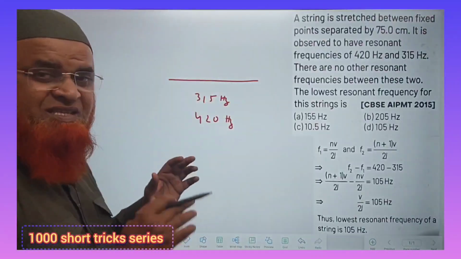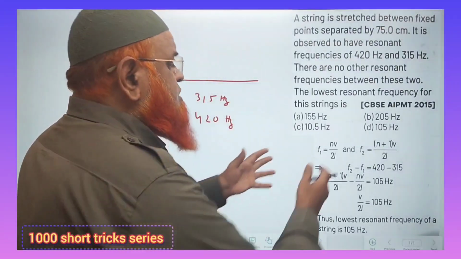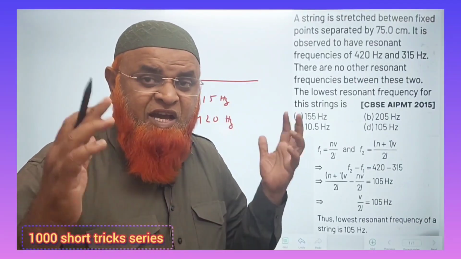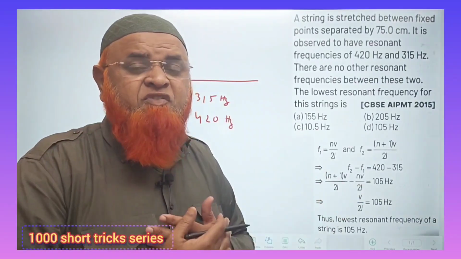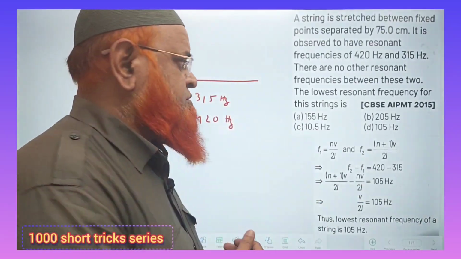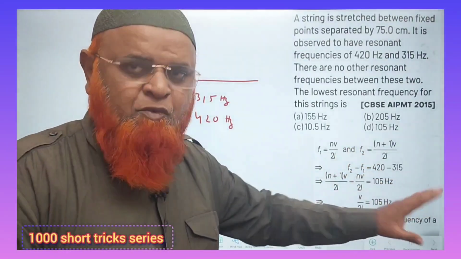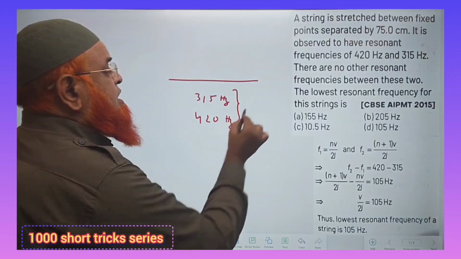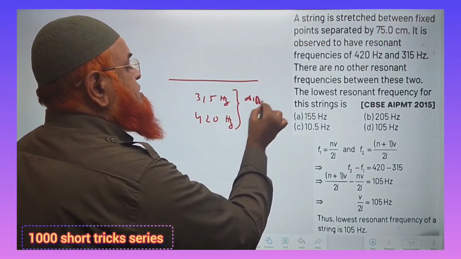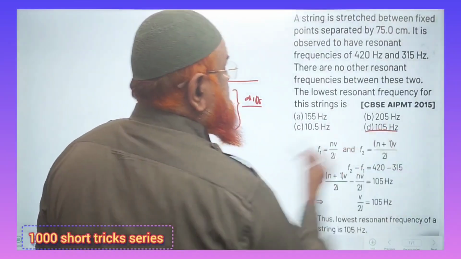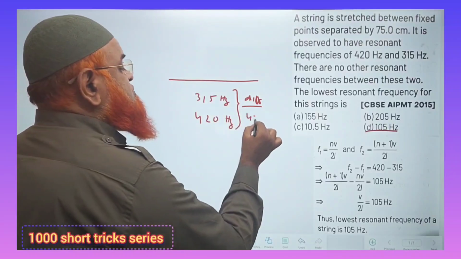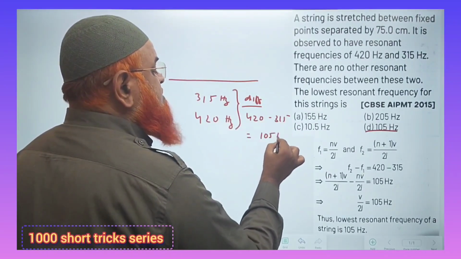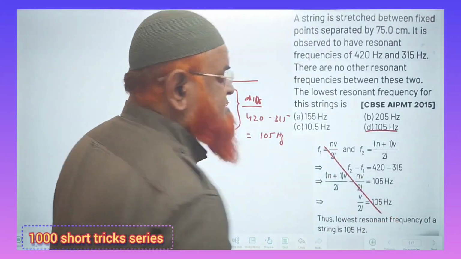And you all know in the case of a string, we can bypass all these methods and directly solve the problem. How can you solve the problem directly? First I will tell you. After that I will tell you the reason behind that also. Instead of doing all this stuff, these two are the frequencies. If you find the difference between them, the answer is ready here. That's it, isn't it? So 420 minus 315 is already giving you 105 Hz.